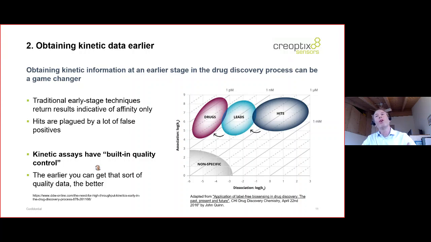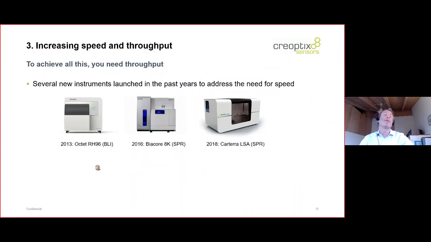But if you want to go earlier for kinetics, then of course you need to measure more samples. So that leads to the need for increasing speed and throughput. And that's why several new instruments have been launched in the past years to address that need. 2013 already, this is the old ForteBio HDX, now rebranded as Octet RH96 from Sartorius, the BLI instrument.